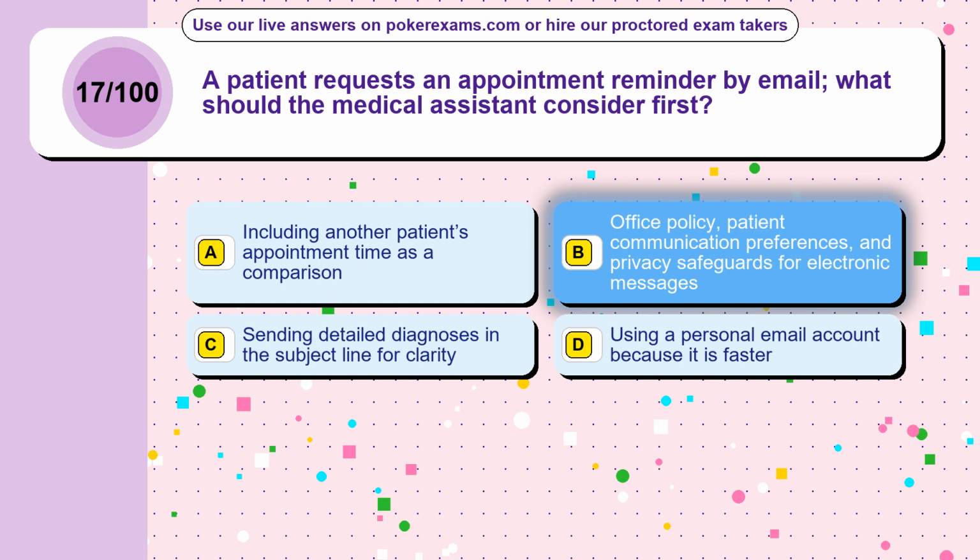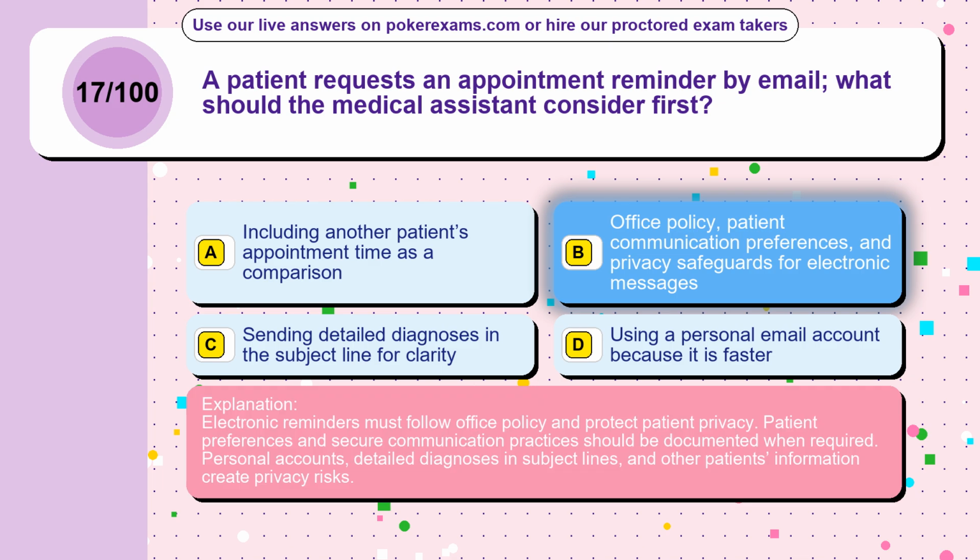The correct answer is option B, office policy, patient communication preferences, and privacy safeguards for electronic messages. Electronic reminders must follow office policy and protect patient privacy. Patient preferences and secure communication practices should be documented when required. Personal accounts, detailed diagnoses in subject lines, and other patients' information create privacy risks.